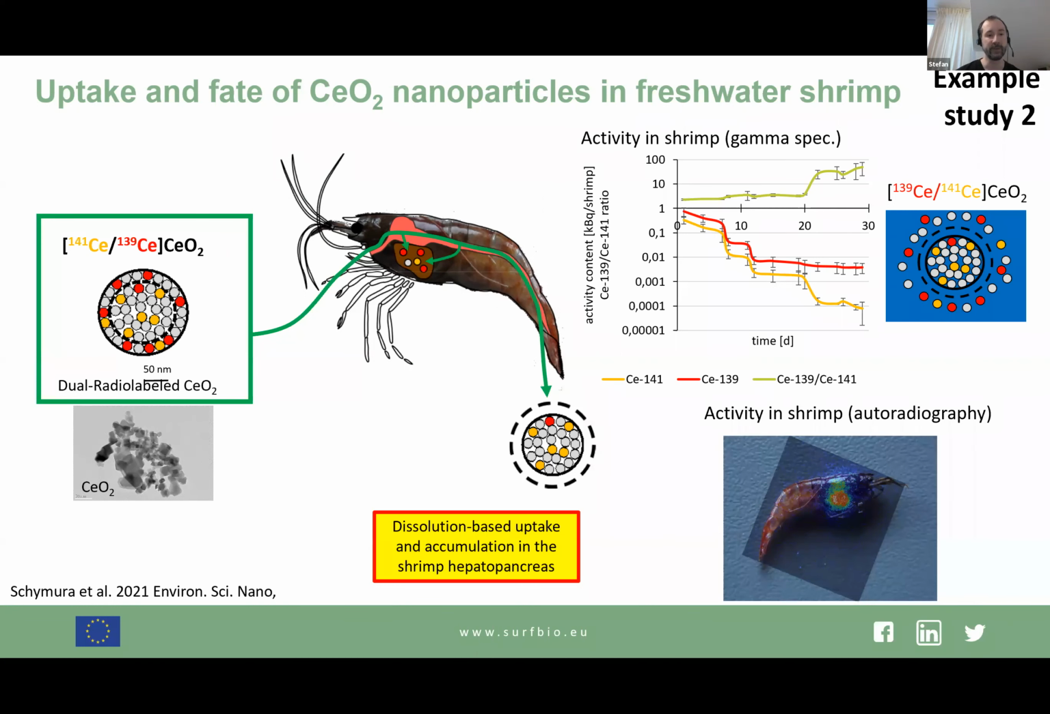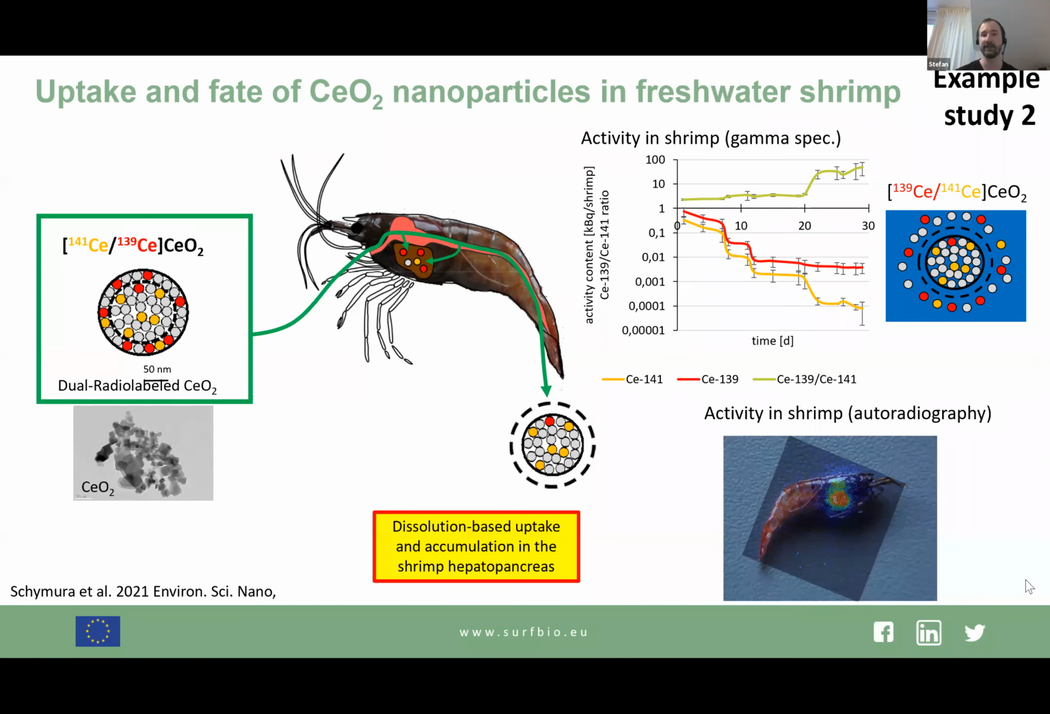So you have the dual labeled nanoparticles. We check them by UV-vis and transmission electron microscopy to see if we induced any changes, and then we fed them basically to some freshwater shrimps. And upon monitoring the remaining activity in the shrimps over a month, we saw the elimination of the different radionuclides from the shrimps.